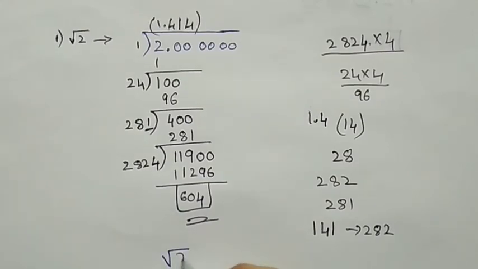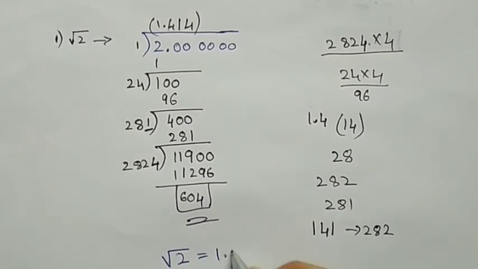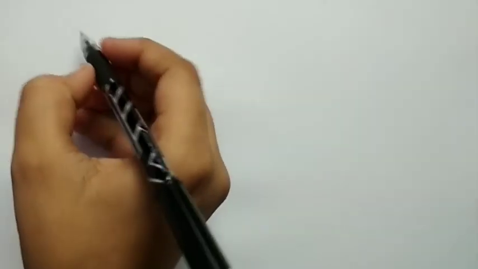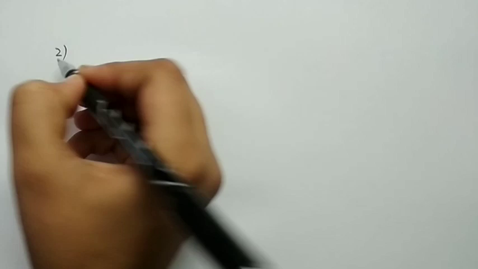So, root 2 will be 1.414. Now, let's take another example, root 3. Now, the division process of root 3.